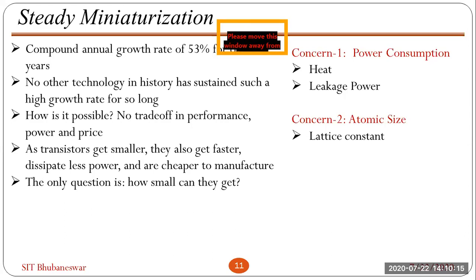And as transistors get smaller, they also get faster. We are also getting the fastest speed. Speed is also increasing. Initially, suppose now a processor came with 4.8 gigahertz or 5. The Intel i9 is coming at around 5 point something.